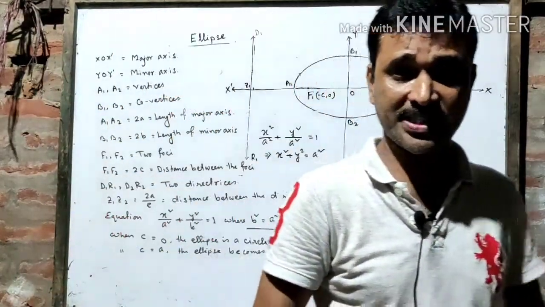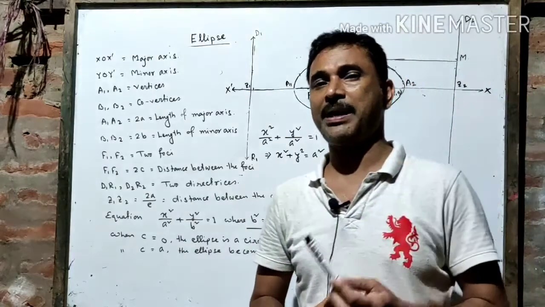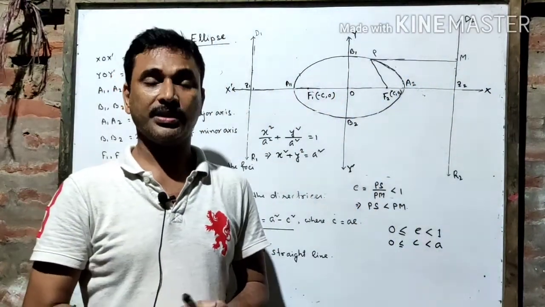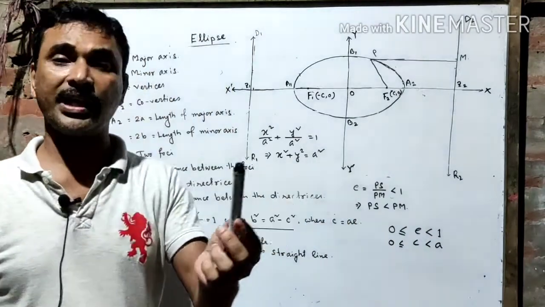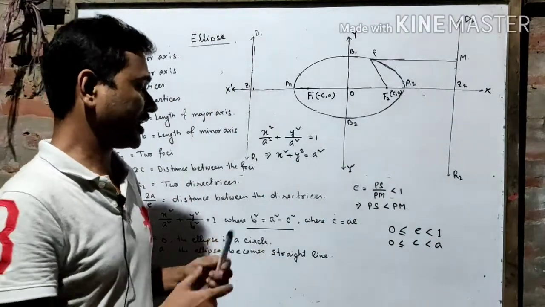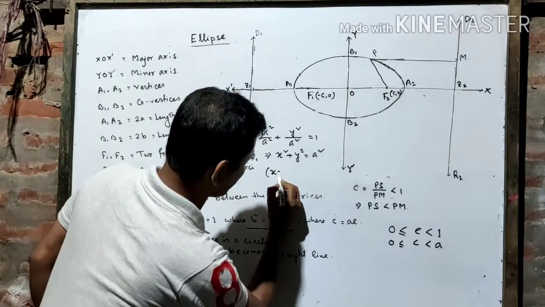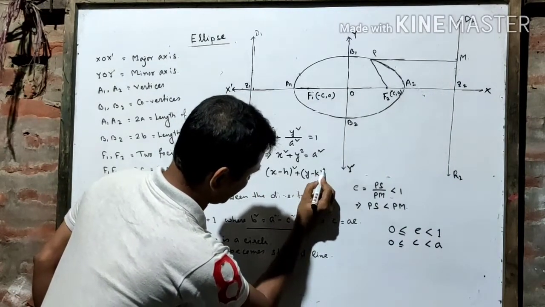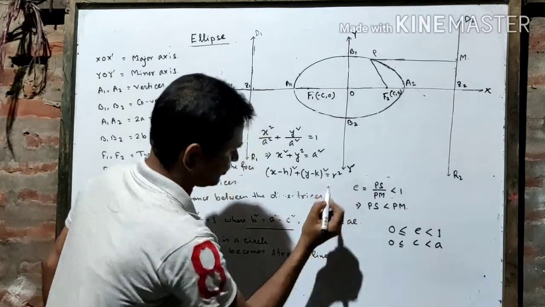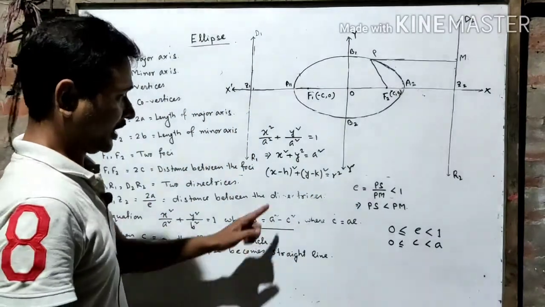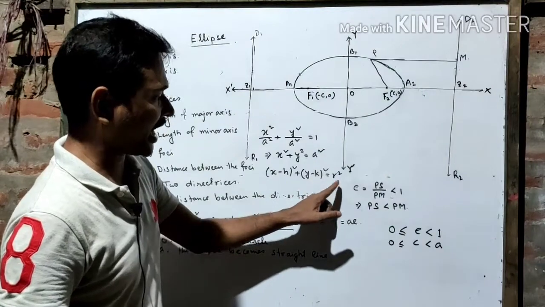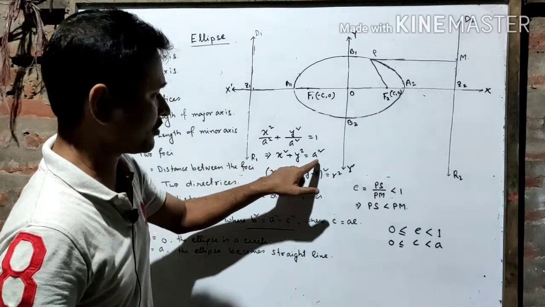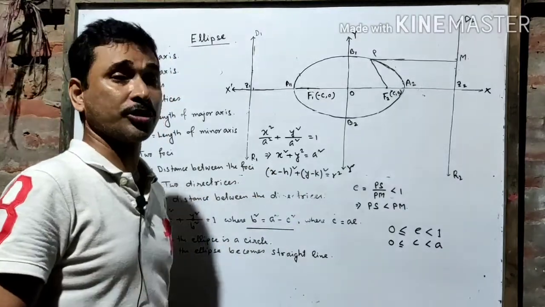Which curve does it represent? If you remember, this is the equation of a circle with center at origin. The standard equation of a circle is x minus h whole square plus y minus k whole square is equal to r square. If h and k become 0 and r is equal to a, then this equation takes the form x square plus y square is equal to a square, which is the equation of a circle.